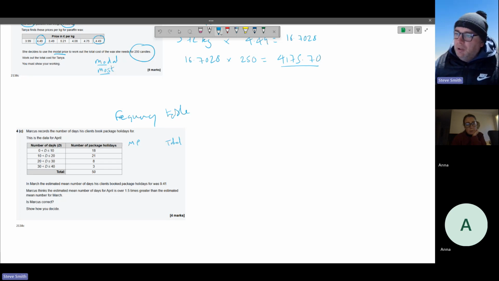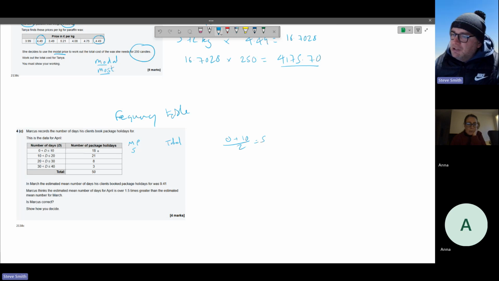If we find the midpoint here, Marcus records the number of days his clients book package holidays for. So 18 people book a package holiday for between 0 and 10 days. So we need to find the midpoint of that. To do that, we add them both together, 0 add 10, and divide that by 2. So this one here is 5 days, is the midpoint, and the number of people is 18.